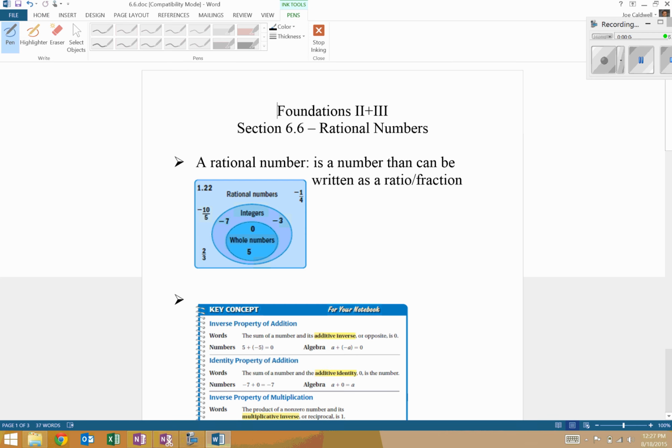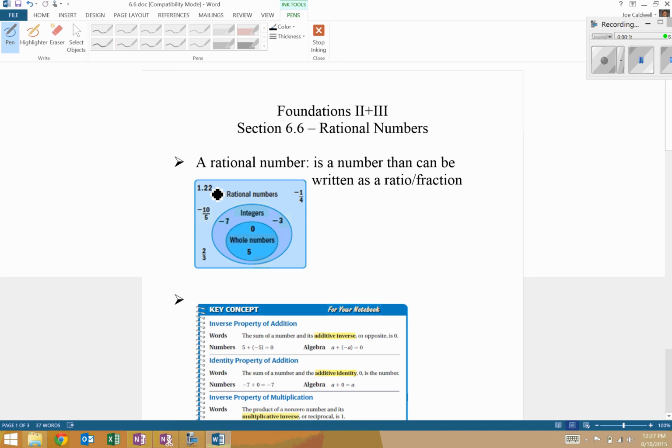All right, so we're talking about rational numbers. The definition of a rational number is any number that can be written as a fraction. So obviously all fractions, improper or proper, so you'll notice you got things like this. They can be negative as well.